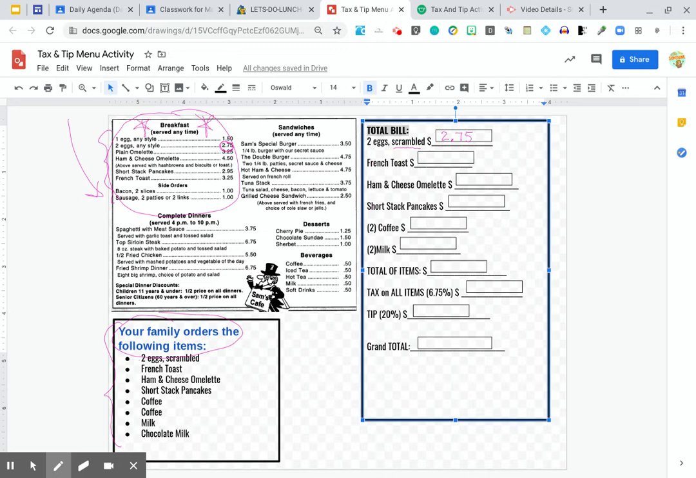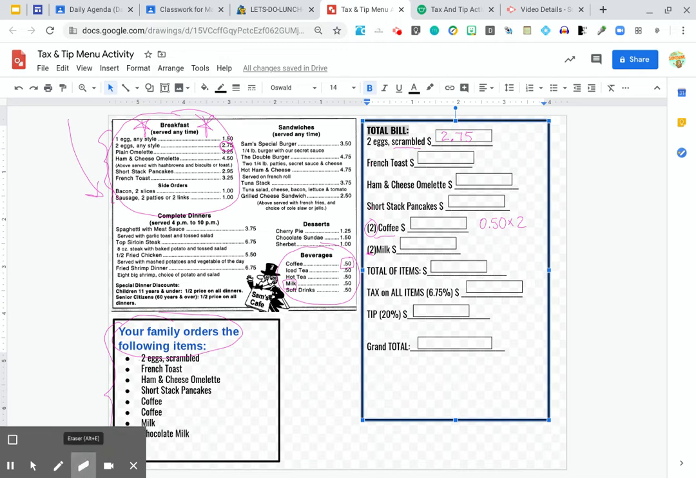Now, please pay attention when it says 2 coffees. I'm looking down here at beverages. So coffee, that would be 50 cents, but you'd have to multiply 50 cents times 2 because you ordered 2 coffees, and you would do the same thing for milk as well. So pay attention if there were multiple things that were ordered.